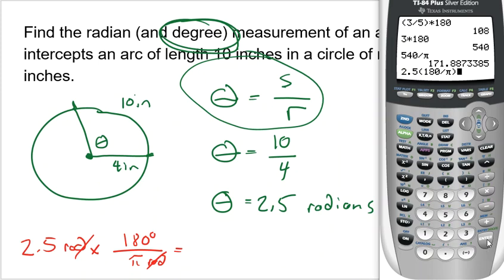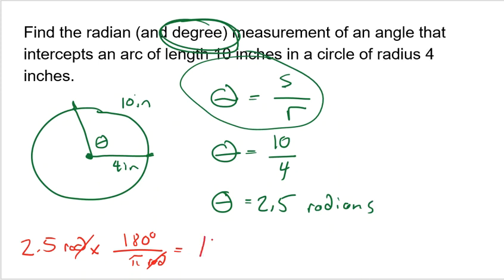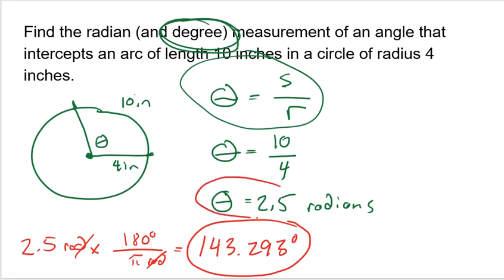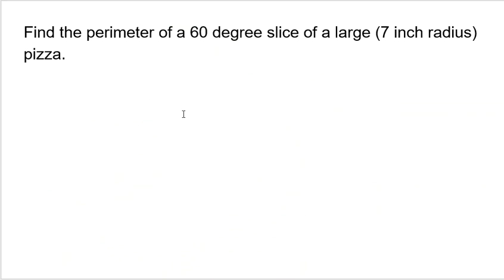And again, I am putting pi in here because when we want degrees, typically we don't give degrees in terms of pi. That just doesn't make a lot of sense, but we do give radians in terms of pi. So anyway, 143.239 degrees. So that's the rough angle. 2.5 is the exact radian measurement, approximately 143.239 degrees. All right, let's do another one.